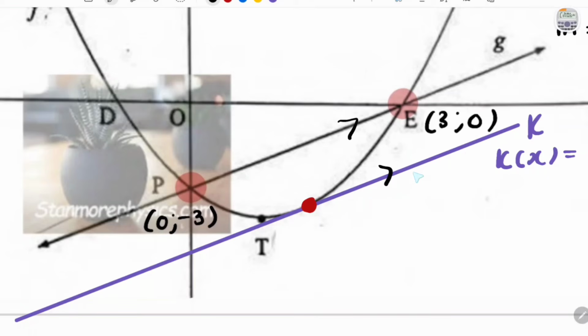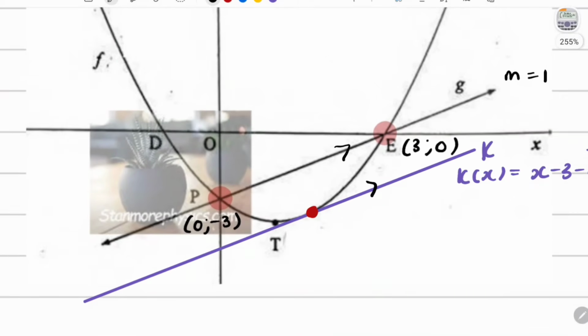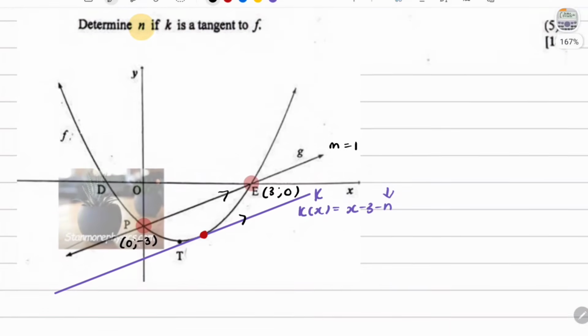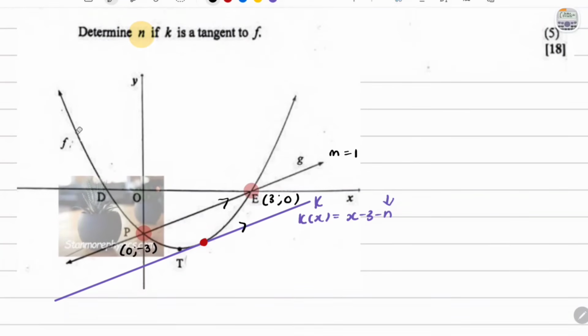Here, the gradient is 1. Here, the gradient is 1. But that's not the same thing for f. The f graph has different gradients. It has a different gradient here than here and then here. So we just have to specifically find out where the gradient of f would be equal to 1, because that would be here, since that is the only place that intersects with f. So that's what we're going to do. We're going to go ahead and find out where the gradient of f is 1.